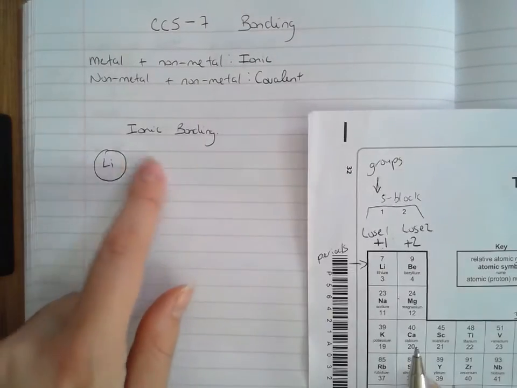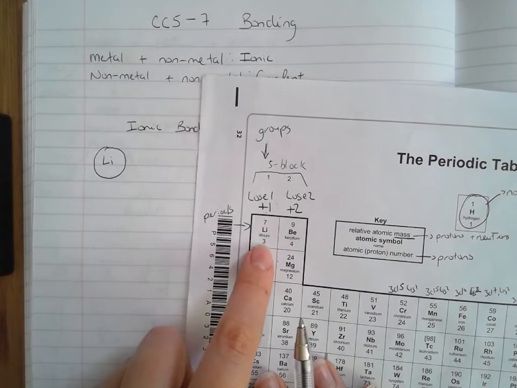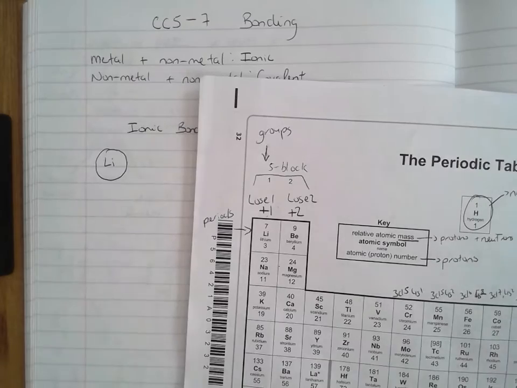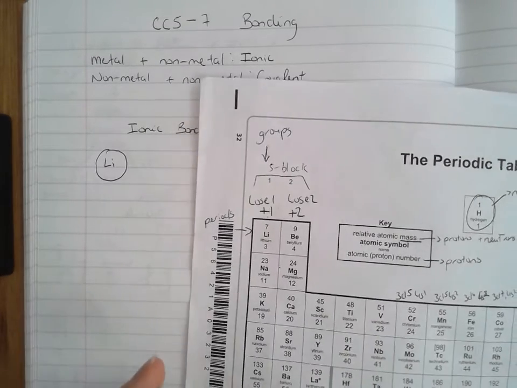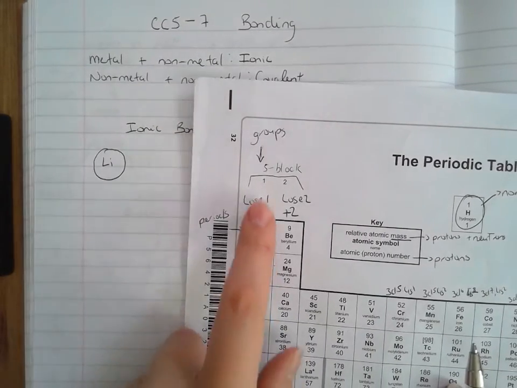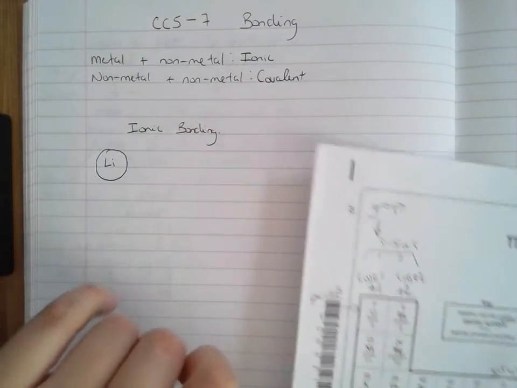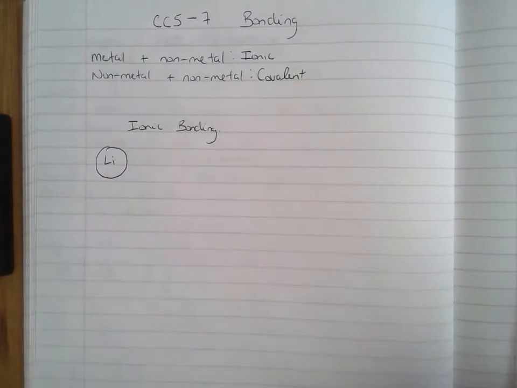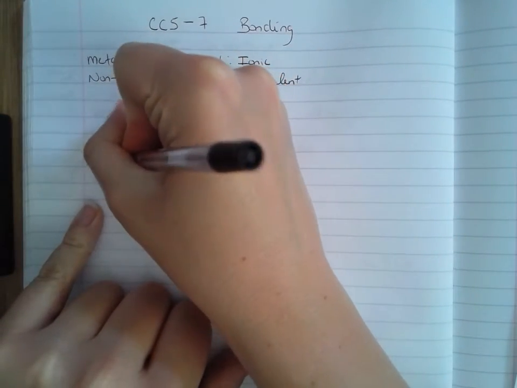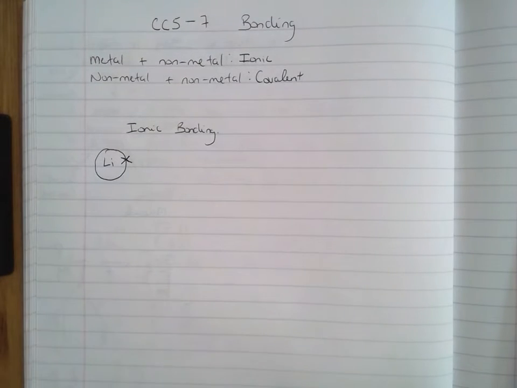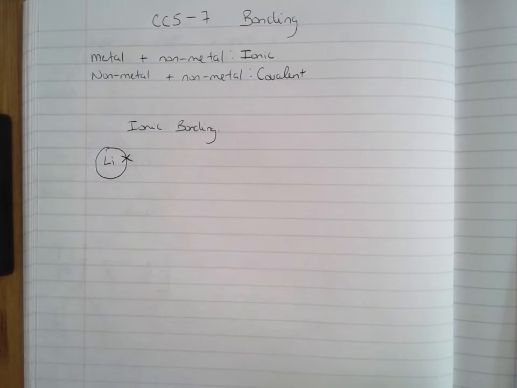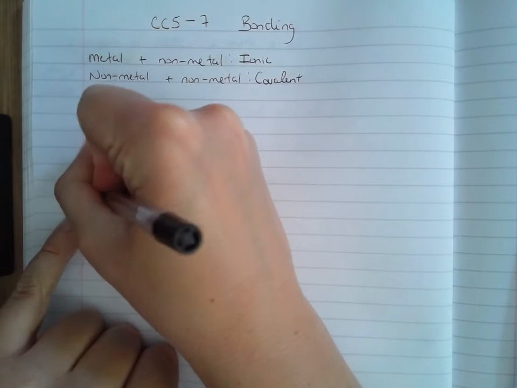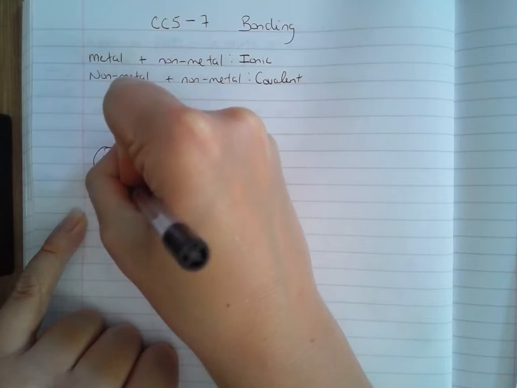Okay, but when I'm drawing my lithium, instead of drawing all of my electrons, I'm only going to draw the outer shell because it's only the electrons in the outer shell that actually react. Because lithium is in group 1, I know it's got 1 electron in its outer shell. So instead of drawing all 3 electrons, I'm just going to draw the outer shell, and the outer shell has 1 electron. Okay? Lithium wants to have a full outer shell. And in order for this to happen, it's going to lose the only electron that it has in the outer shell. It's going to lose 1 electron.